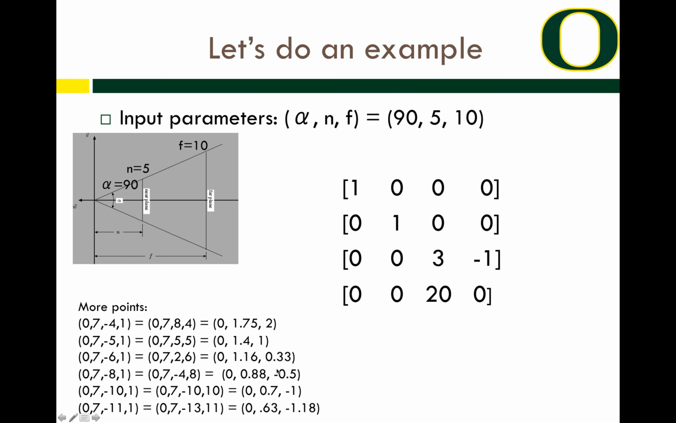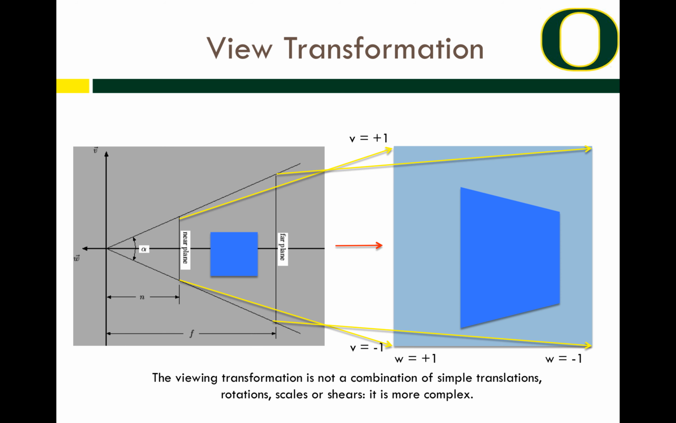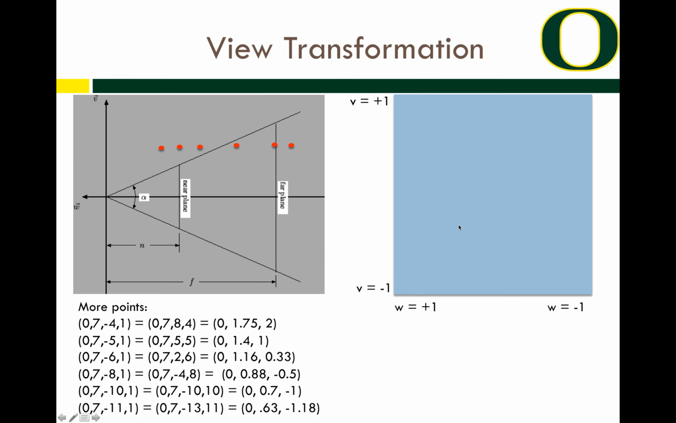And I have these plotted, so let's go back to this picture we looked at before where we have things in camera space, and then we look at them in image space. Here are points in camera space: 0, 7, minus 4; 0, 7, minus 5, right on the near plane; 0, 7, minus 6, so still not inside; 0, 7, minus 8; 0, 7, minus 10, right on the far plane; and 0, 7, minus 11.